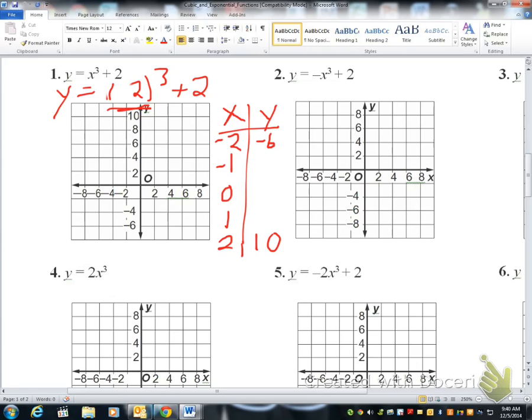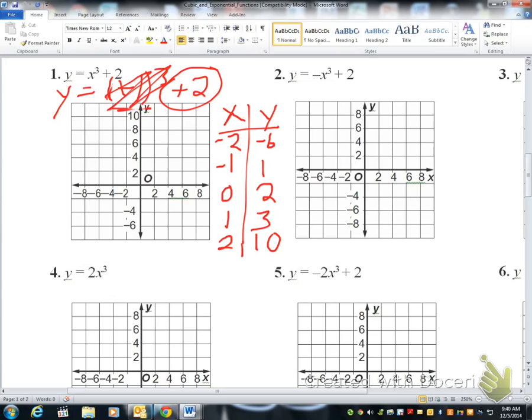Okay? Negative 1, if I plug that in, then I get negative 1 cubed, which is negative 1. Remember, a negative number cubed is negative. So negative 1 plus 2 is positive 1. If I do positive 1 cubed, that's 1, which plus 2 gives us 3. And of course, 0 is the easiest because it just makes this term go away, so I'm left with 2.